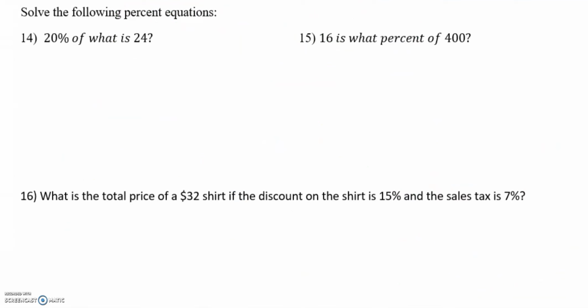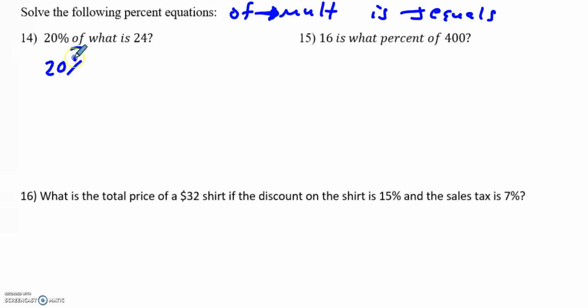Percent equations, going back to another topic from your first test. Remember, the word "of" always means multiply, and the word "is" equals. So at the same time, I'm going to write these as two equation sentences. 20% times what equals 24.